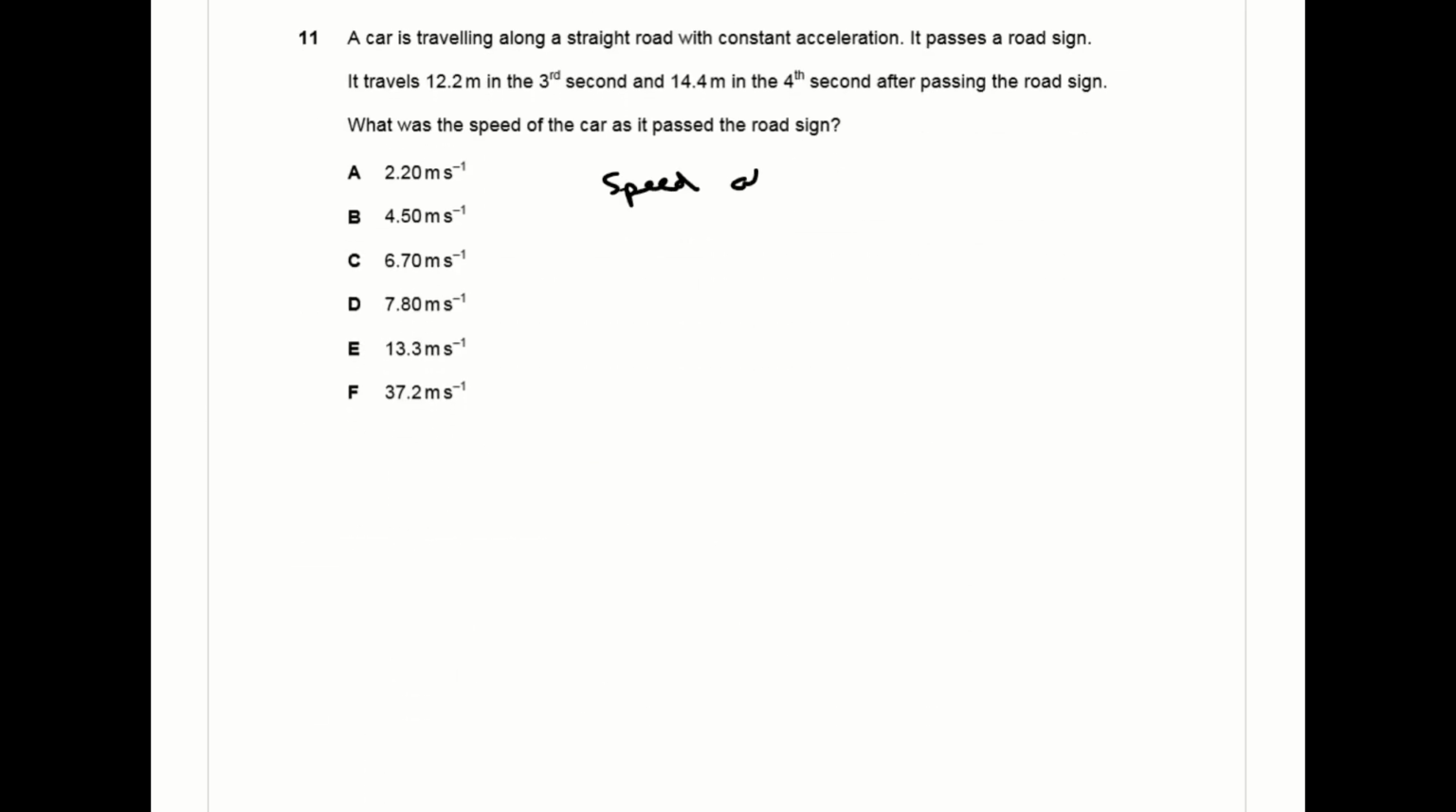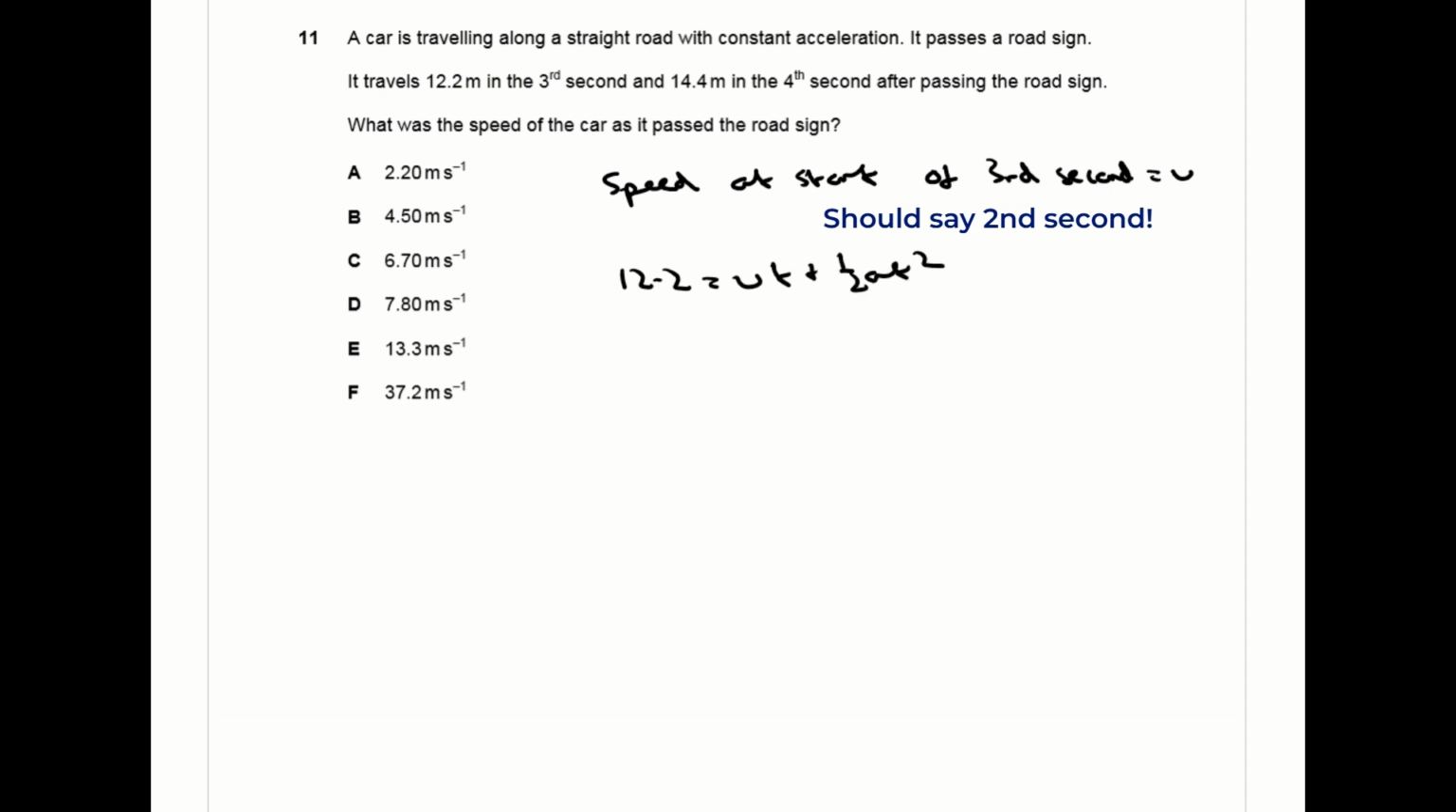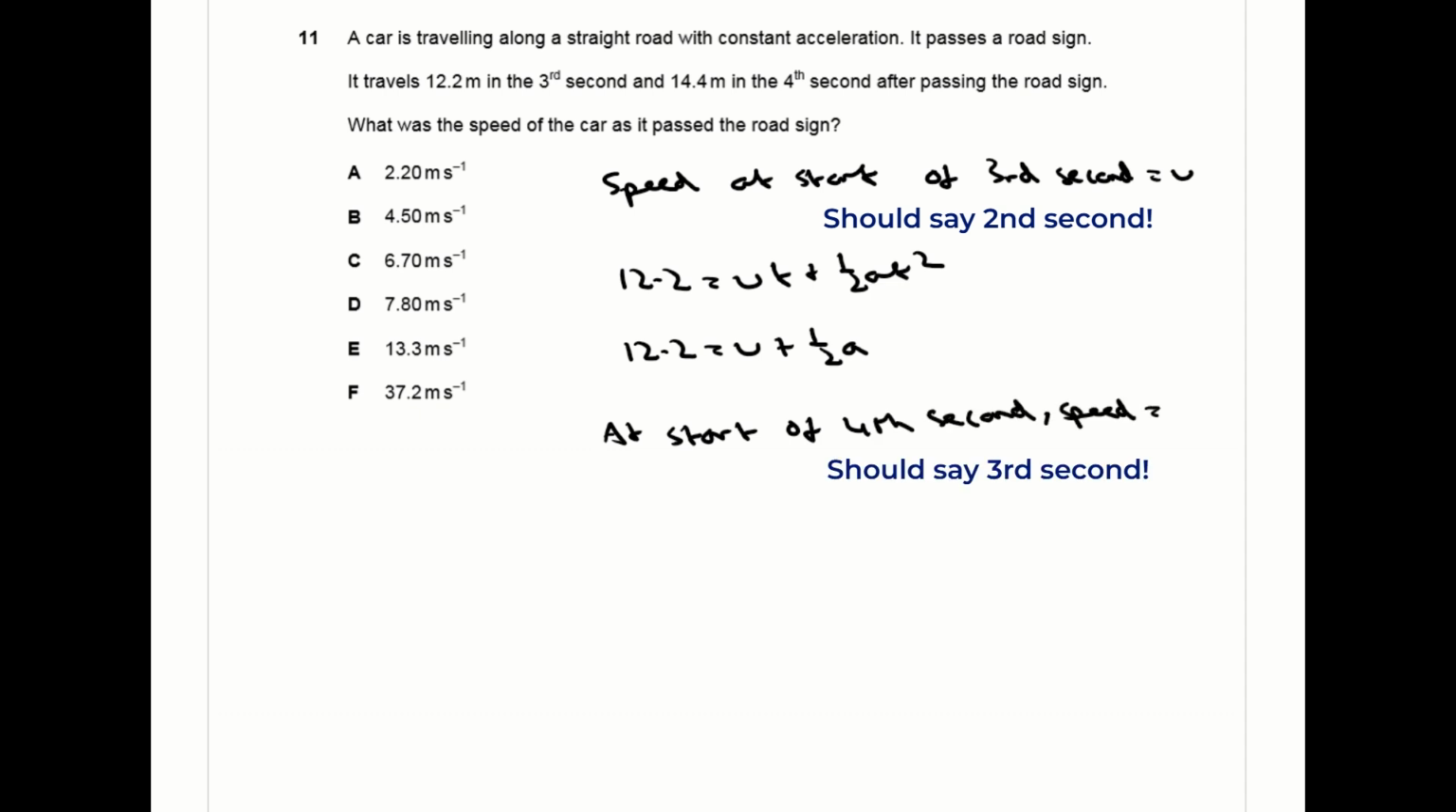So question 11 is actually a surprisingly difficult question. You can write the speed at the start of the third second as u, and using the equation s is ut plus half at squared, you can obtain an expression in terms of u and a for the distance traveled in the third second. At the start of the fourth second, you can write the speed as v, and using a similar sort of calculation to the previous one, you can obtain an expression in terms of v and a for the distance traveled in the fourth second.